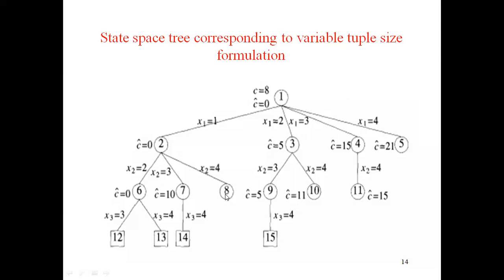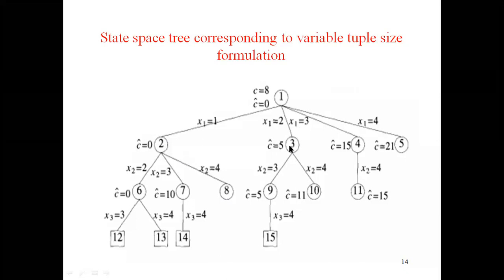Next node 3 becomes the E node. Now after node 2, we have node 3, so it becomes the E node. Nodes 9 and 10 are now generated. Now generate the nodes 9 and 10 for the node 3.